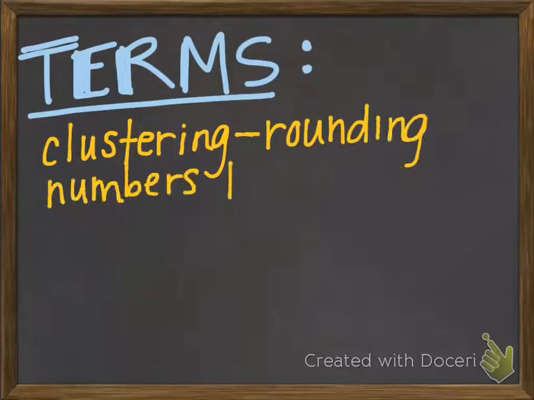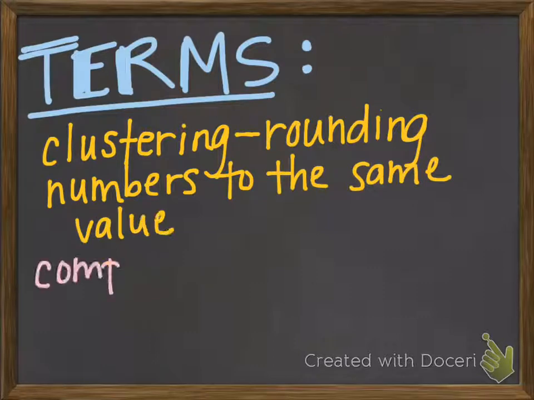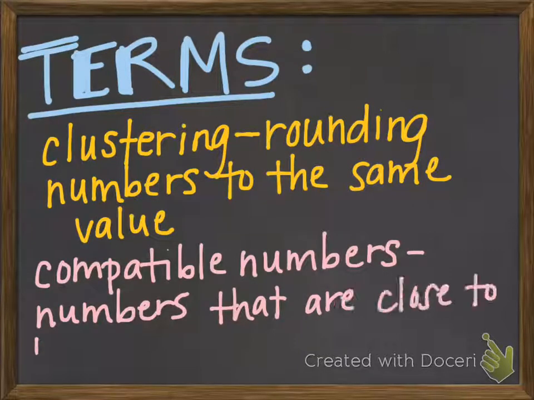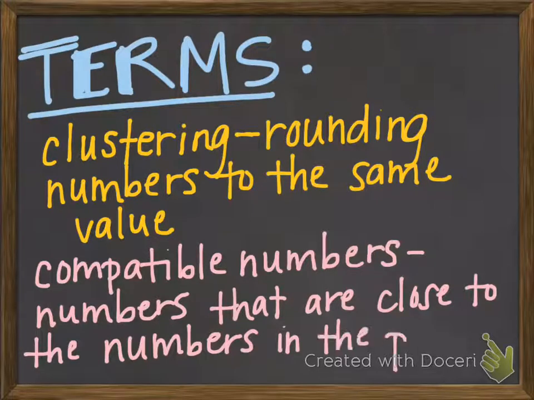So the first term, and this should be a new term, is clustering. This is when we round numbers to the same value. So each number that we round is going to be the exact same value. This will make our life easier, make it easy to estimate the sum or the difference or the product or quotient of a problem.